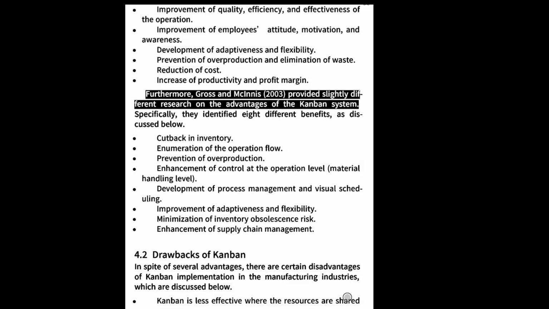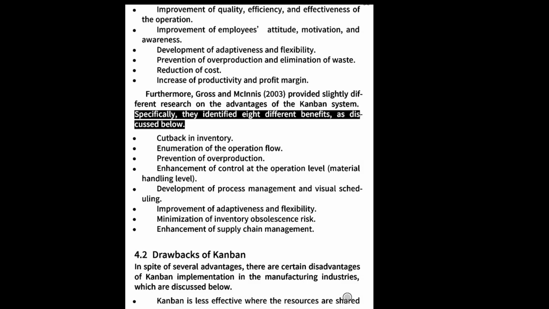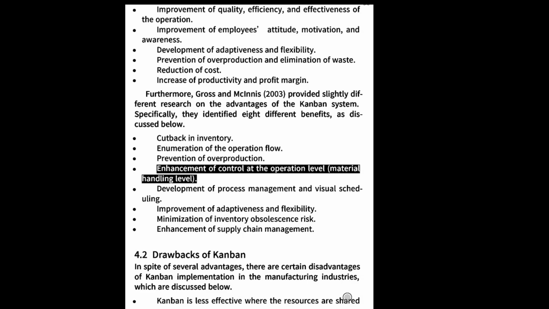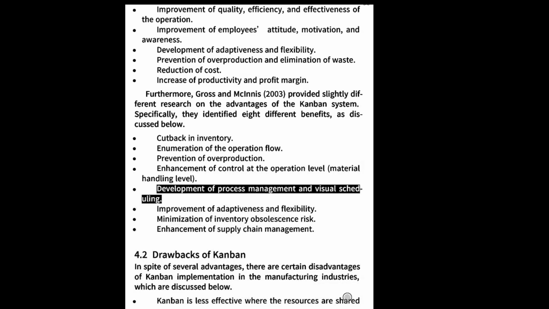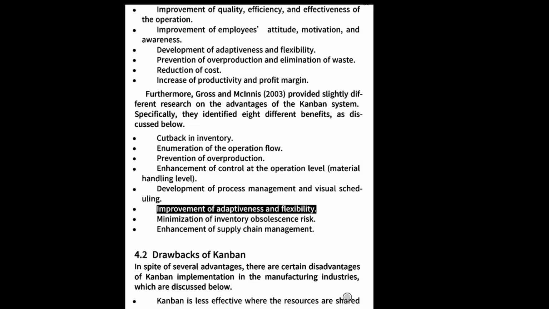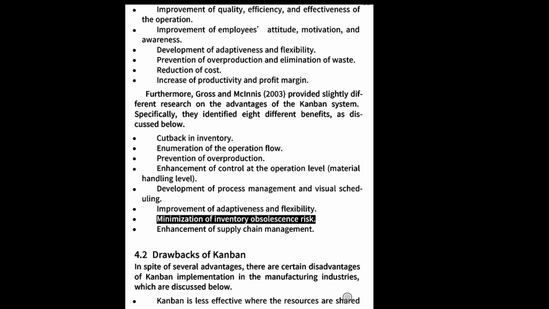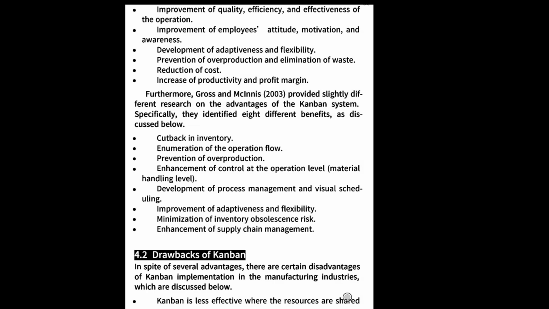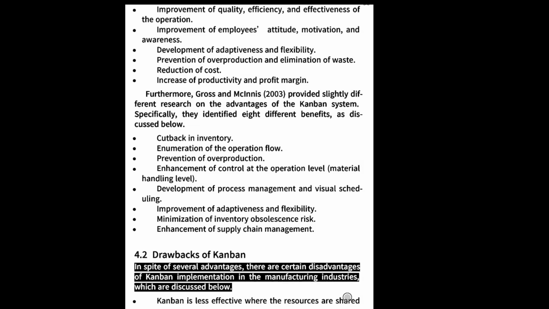Furthermore, Gross and McGinnis 2003 provided slightly different research on the advantages of the Kanban system. Specifically, they identified 8 different benefits, as discussed below. Cutback in inventory, enumeration of the operation flow, prevention of overproduction, enhancement of control at the operation level, material handling level, development of process management and visual scheduling, improvement of adaptiveness and flexibility, minimization of inventory obsolescence risk, enhancement of supply chain management.